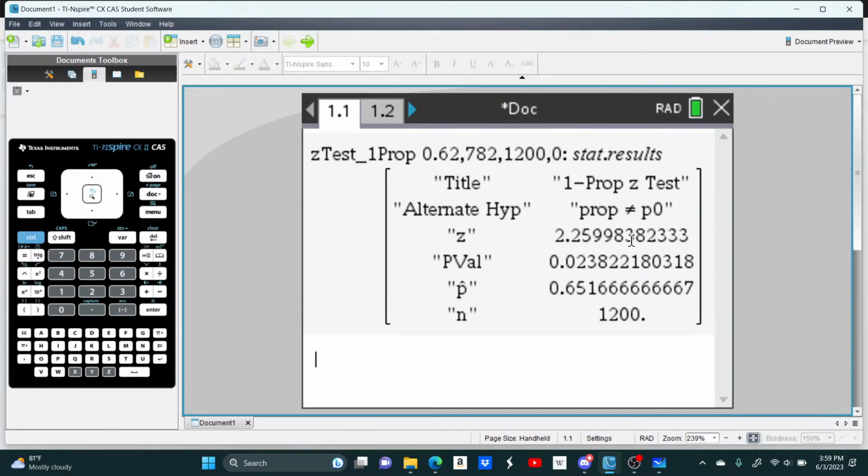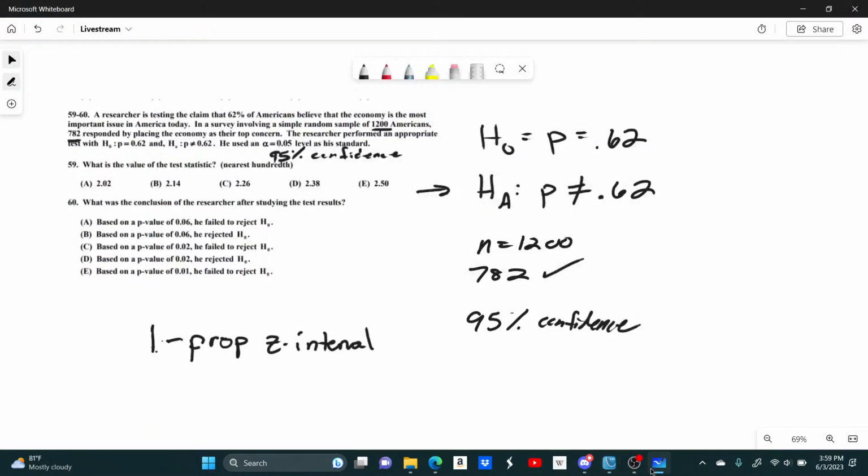This is what's called the test statistic, right? This Z, this is the test statistic. It's basically like the number of standard errors or standard deviations away from your mean, right? Like if you had a test statistic of 0, that would mean like you're right on the money, like you got exactly 0.62. If you got a test statistic of like 4, that's really far out. Like you're definitely going to reject. So this is your test statistic, and this is what it's actually asking for in the question. So what's the value of the test statistic? Well, it's going to be 2.26.